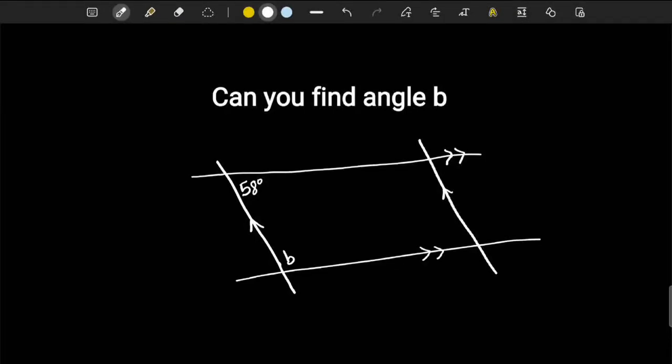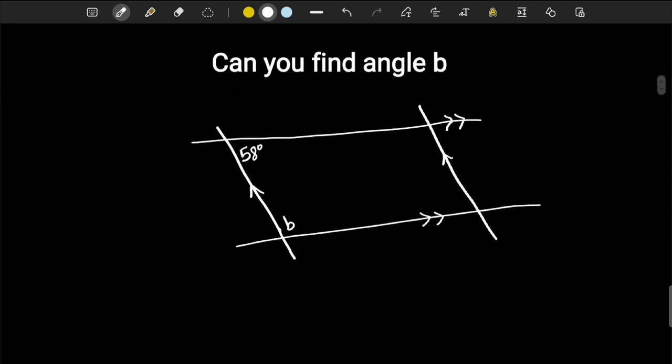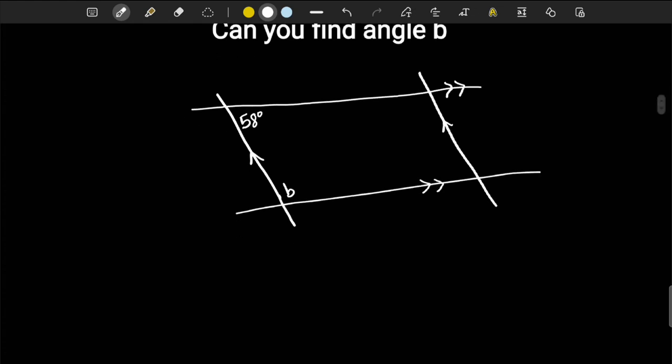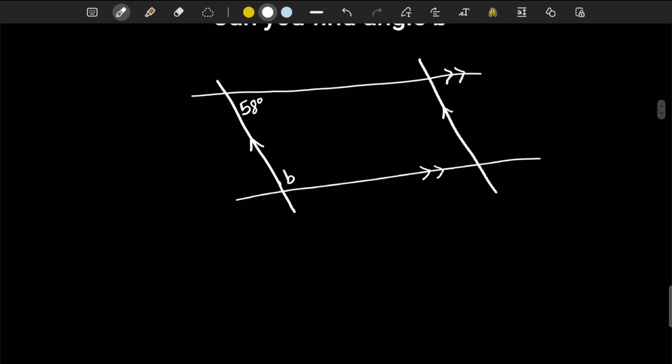In this case where we are asked to find the value of the angle B, we can rely on many ways to find this value, but I will show you two different ways to find the value of B. So let's start with the first way.